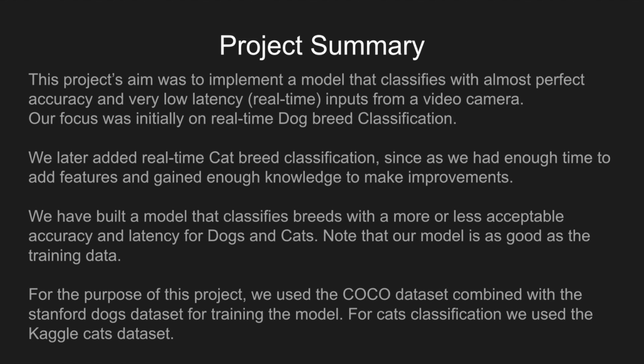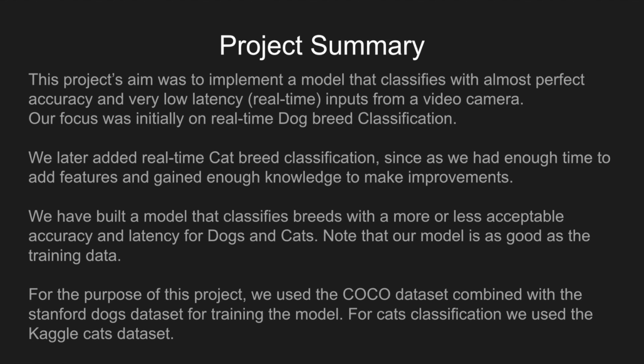Project summary. This project's aim was to implement a model that classifies, with almost perfect accuracy and very low latency, inputs from a video camera. Our focus was initially on real-time dog breed classification. We later added real-time cat breed classification since we had enough time to add features and gained enough knowledge to make improvements. We have built a model that classifies breeds with a more or less acceptable accuracy and latency for dogs and cats. Note that our model is as good as the training data.